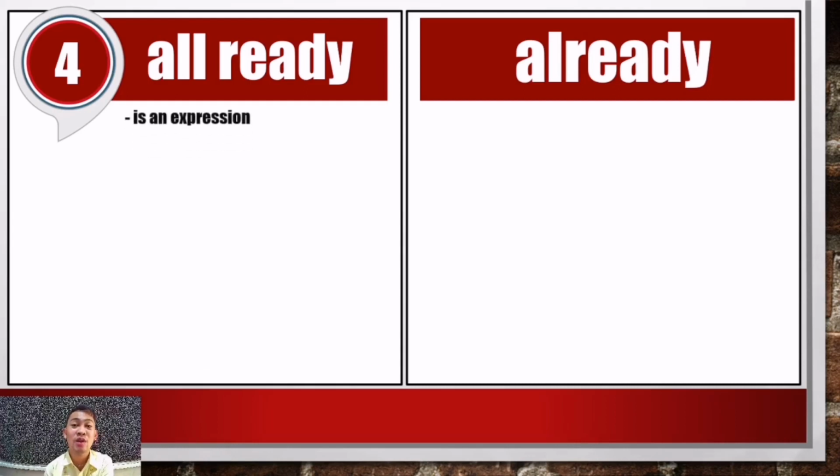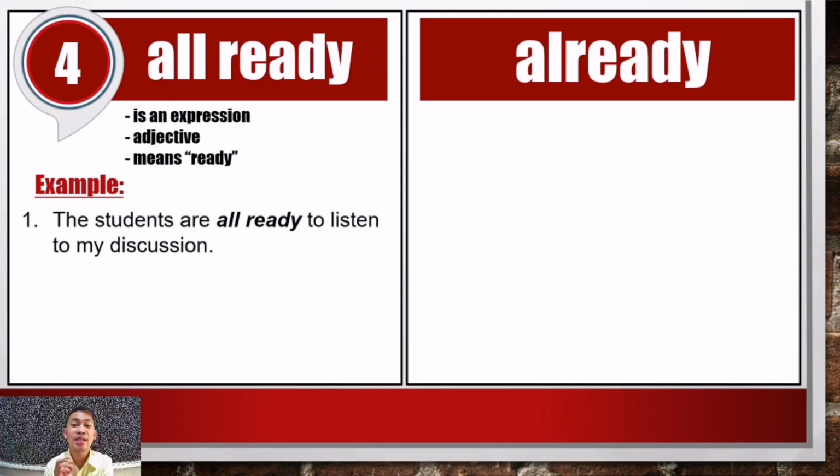So when we talk about "all ready", this is actually a phrase or an expression, made up of the word ready and the adverb all, which means ready, prepared mentally and physically. For example, the students are all ready to listen to my discussion. So the phrase "all ready" there means that the students are prepared mentally and physically to listen to the discussion.